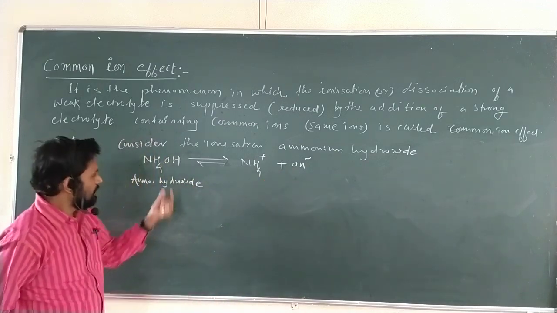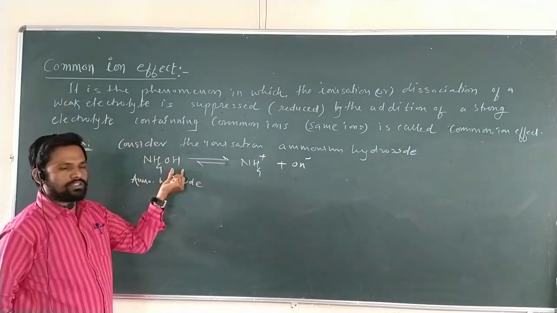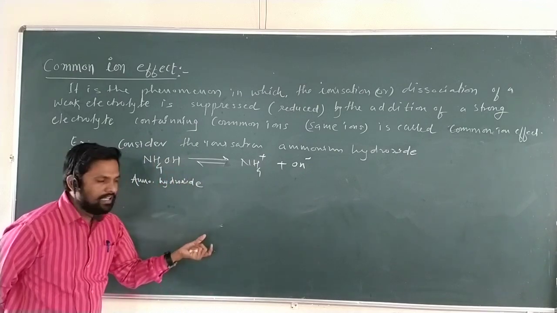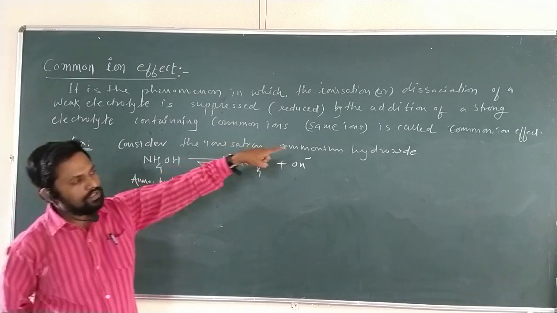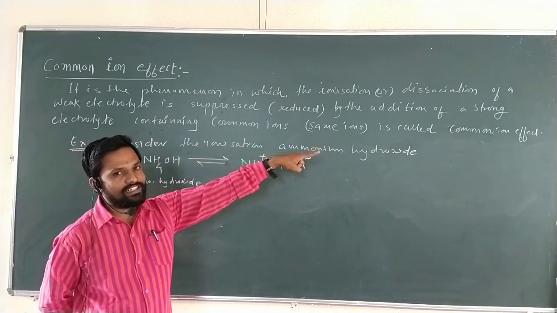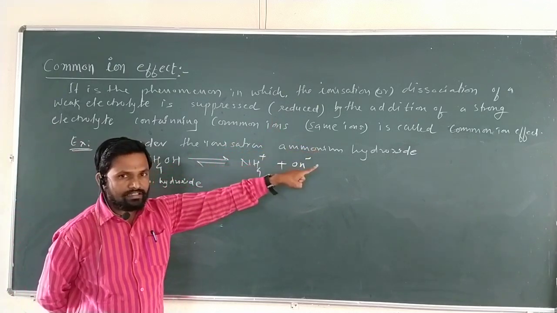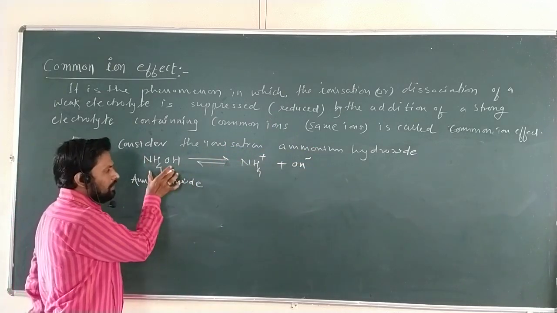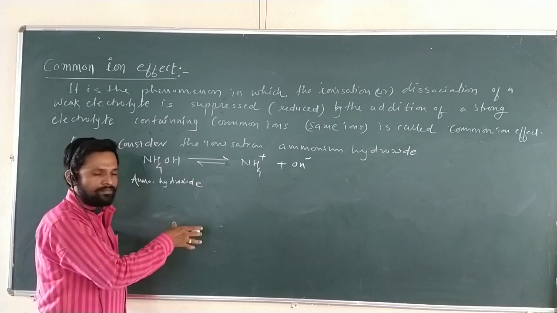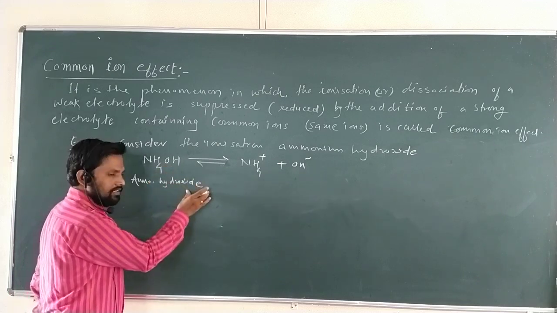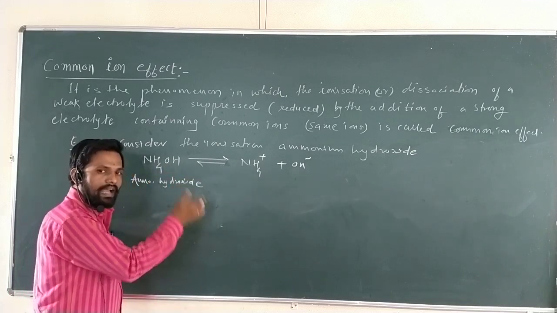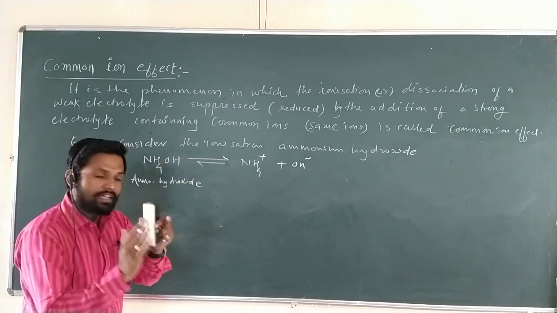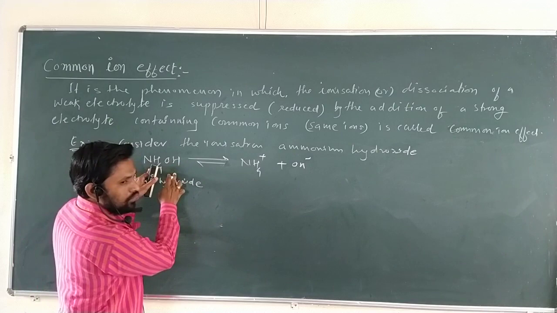What we have to do is this: the ionization of ammonium hydroxide has to be decreased, suppressed by the addition of one more strong electrolyte. Which electrolyte? A strong electrolyte containing the common ions. आपल्याला असं करायचं आहे, अमोनियम हायड्रॉक्साईडचं आयनायझेशन आपल्याला कमी करायचं आहे by adding the strong electrolyte. That electrolyte must contain the common ions of this ammonium hydroxide.